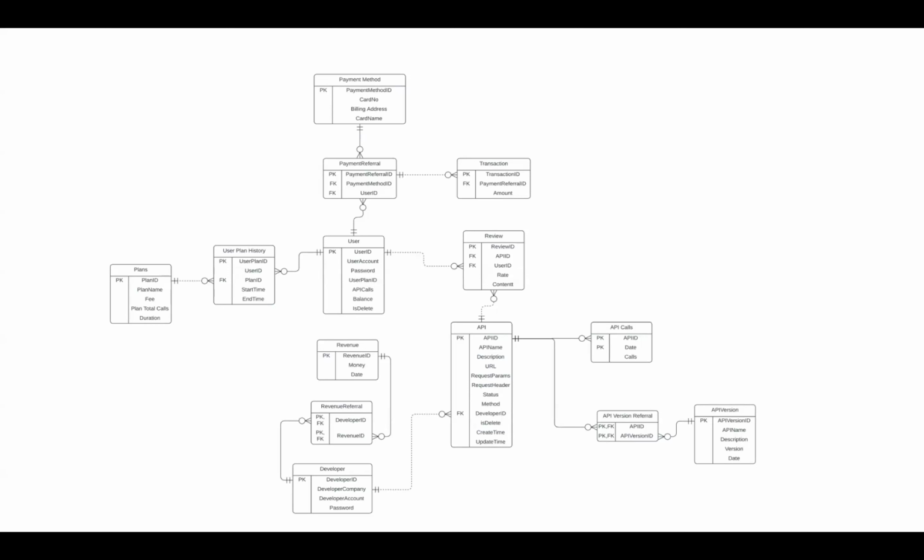The API module is closely tied to the developer module, storing API details, versioning, and call logs, along with developer information. The review module allows users to rate and provide feedback on APIs. Finally, the revenue module tracks the platform's earnings and links them to developers and payment records for better management. Next one, please.